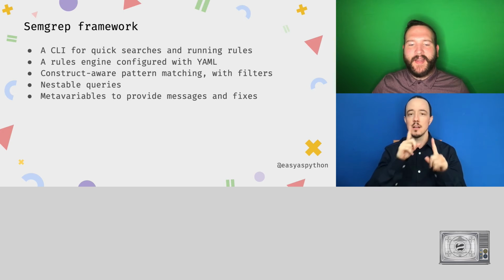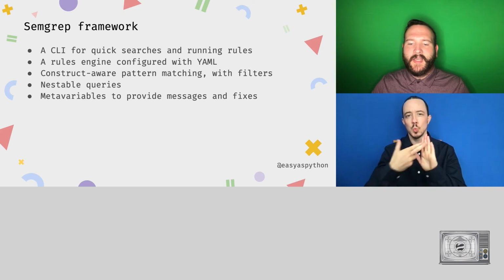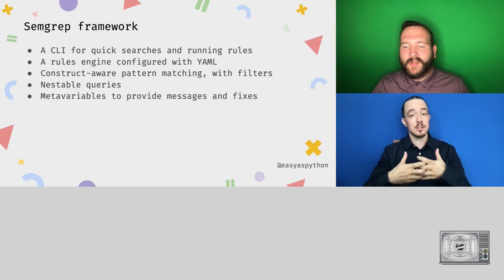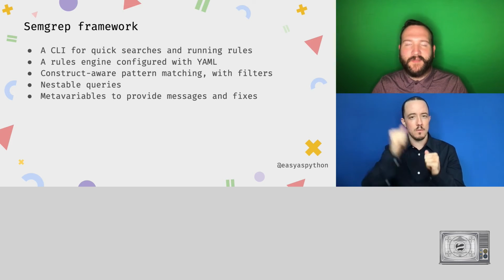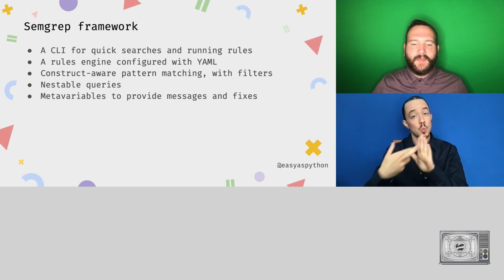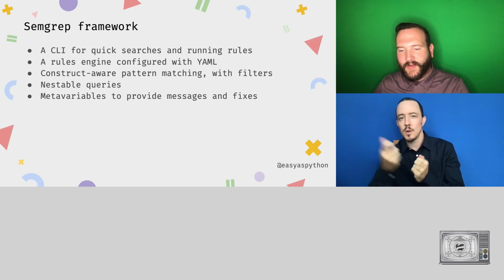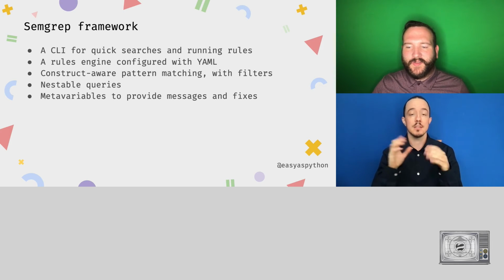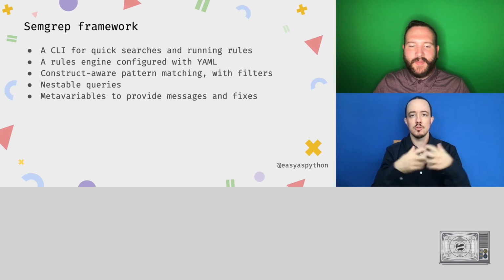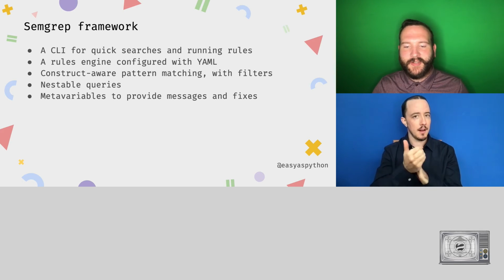Sengrep provides a command line interface for quick searches and running configured queries or rules. It also provides a rules engine configured with YAML for building complex queries that are aware of the structure of the code. These rules can be composed of small individual queries, filtered to exclude other queries, and even nested within one another. Queries can also store bits of matching code so that they can be displayed in a message to the developer or to offer an automated fix suggestion.